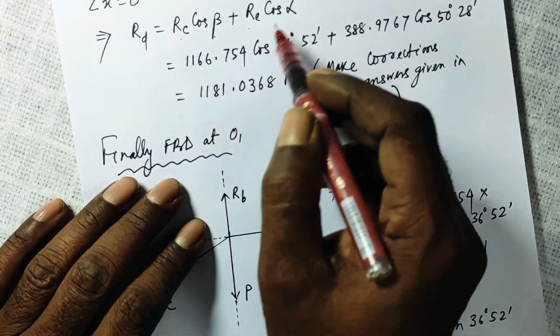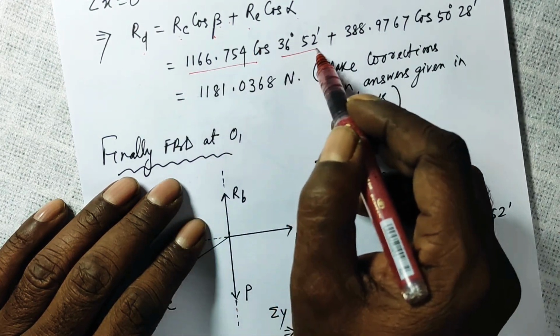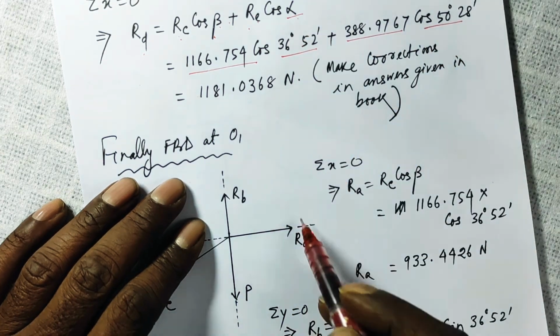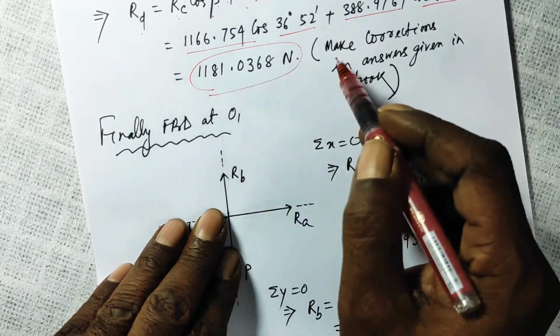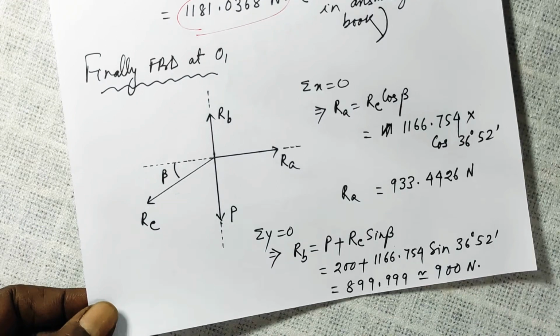We have found out beta and alpha. Put the values, put the value of RC, put the value of beta, put the value of RE, put the value of alpha, which we have found out. Use a scientific calculator. This comes out to be this much. Make some corrections in the book, as the answer given in the book is wrong due to a printing mistake.